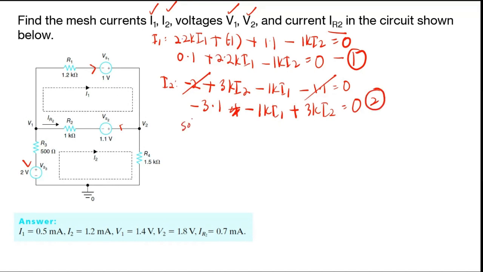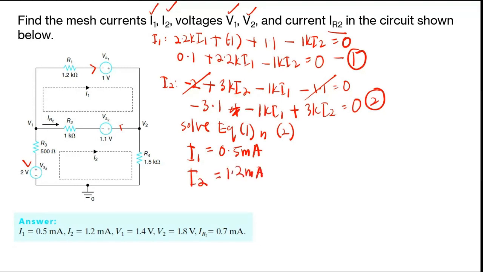So you just need to solve equation 1 and 2. You might use the substitution method or the elimination method. When you solve this equation, you can get I1 equal to 0.5 milliampere, and then I2 equal to 1.2 milliampere.